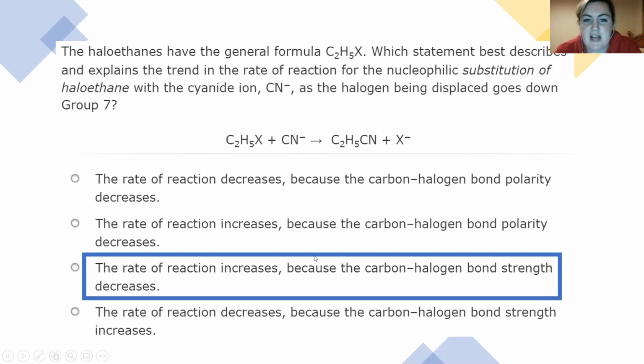So the rate of reaction increases because the carbon-halogen bond strength decreases. Again, this is going back to the bond enthalpy. It's not polarity that determines the reactivity. No, no, no, no, no. It is the bond strength, i.e. the bond enthalpy, how much energy is needed to break the bond.